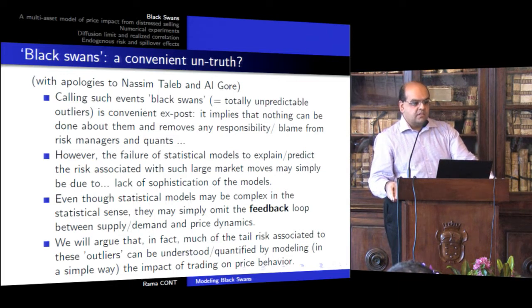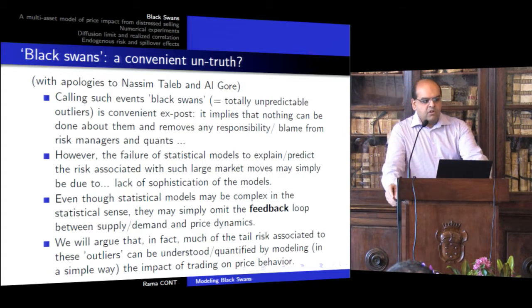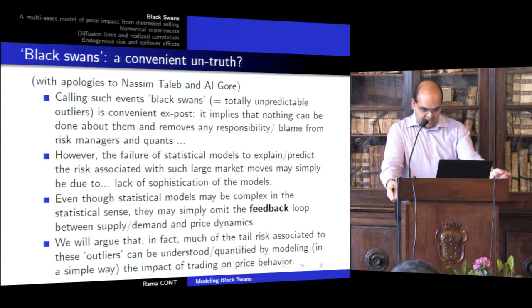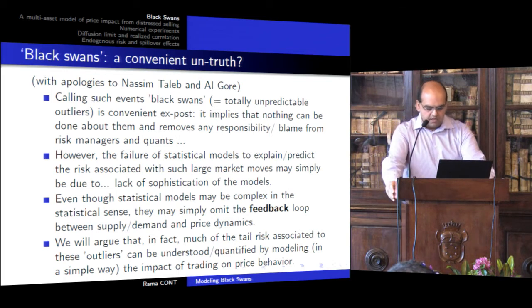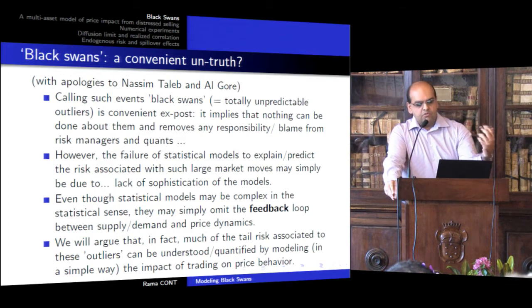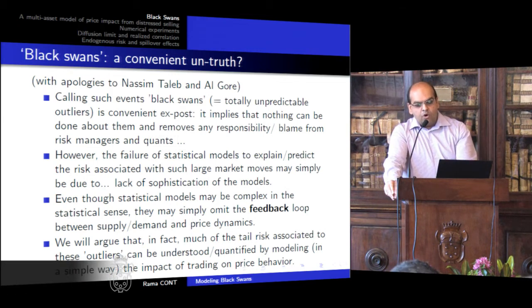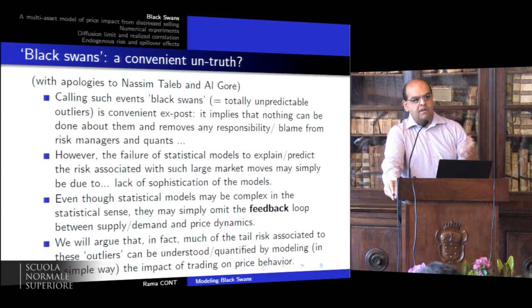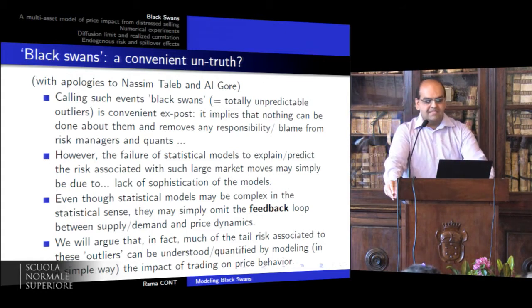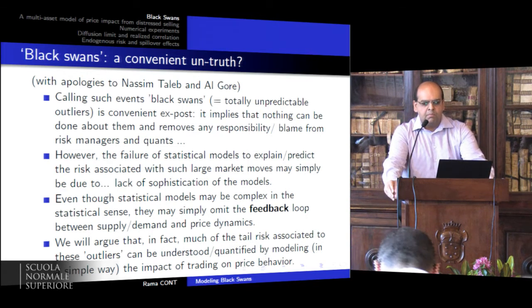And the reason that the statistical models have failed to predict or explain or understand this risk is not that they're not sophisticated statistically, it's that they're not sophisticated from an economic point of view. So they fail to integrate simple mechanisms that we've seen in the previous talks, which is feedback and instabilities that are easy to understand at a conceptual level, and I'll try to argue that they're also easy to include in the models. And if you include them, even with a very basic statistical framework, you can understand a lot about these outliers, and these outliers will not be outliers anymore. There will be scenarios that are quite plausible under the model.